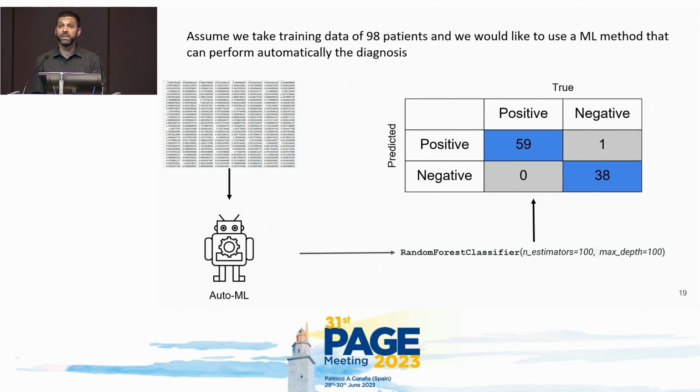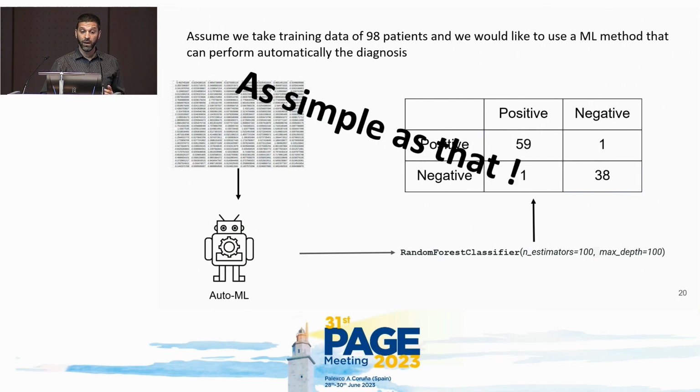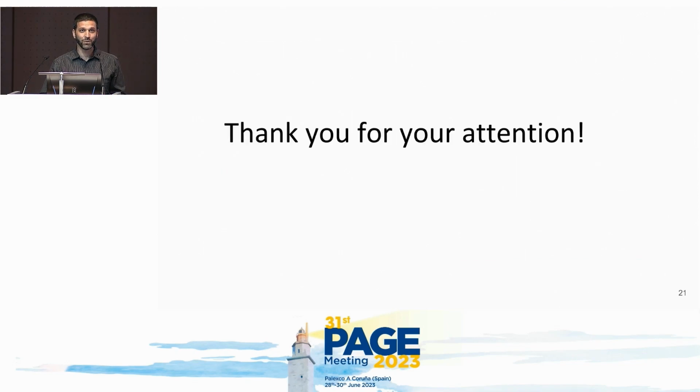Let's look at these 98 patients that I was training on. On the diagonal, you can see the ones that the machine learning method classified correctly. On the off diagonal, you see those that are not classified correctly. So we missed only one patient. This is amazing. As simple as that. And with that, I would like to thank you for your attention.